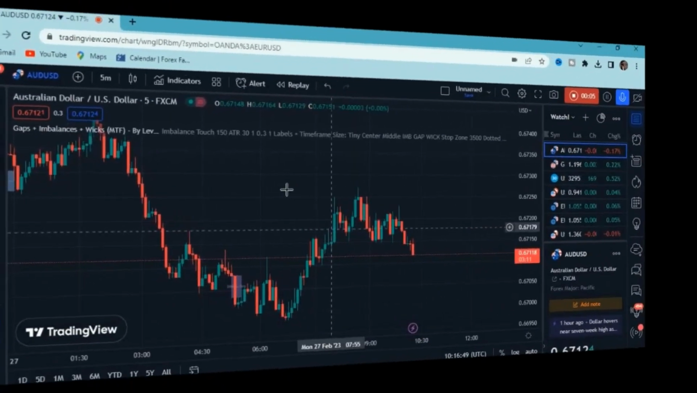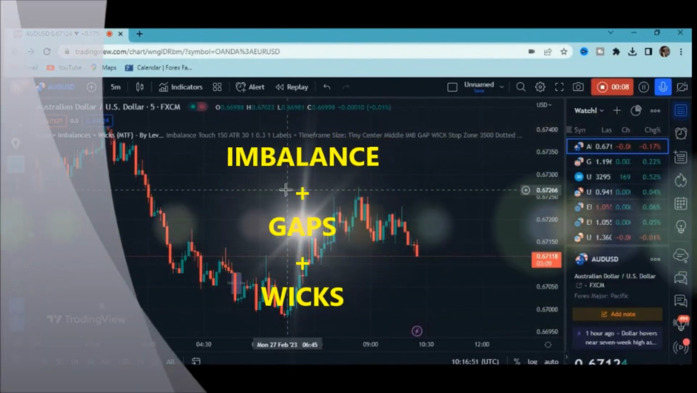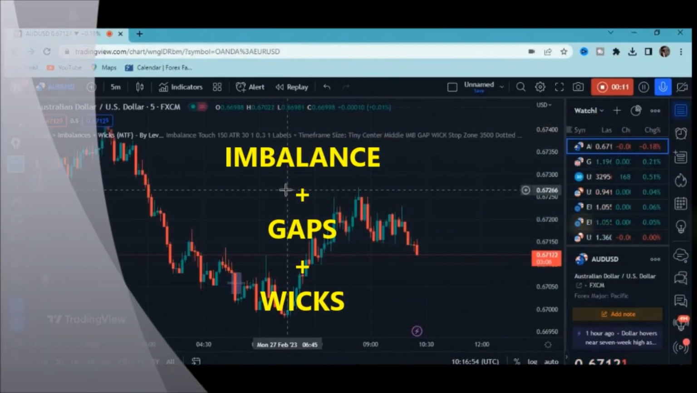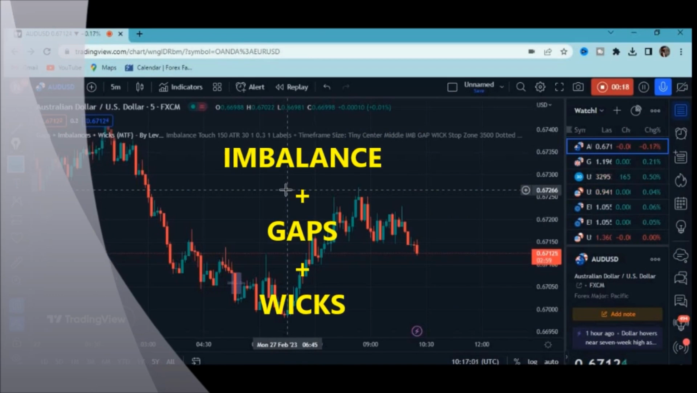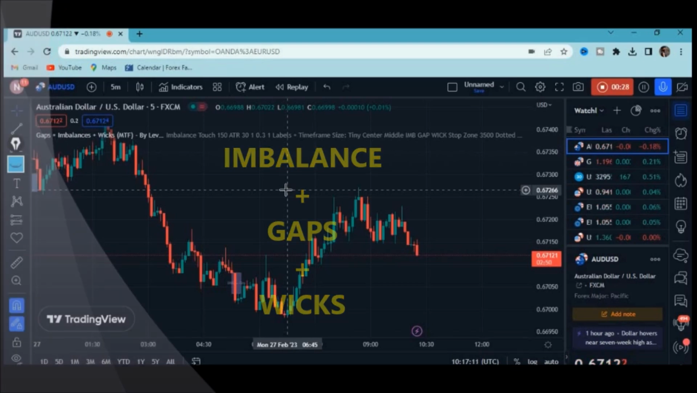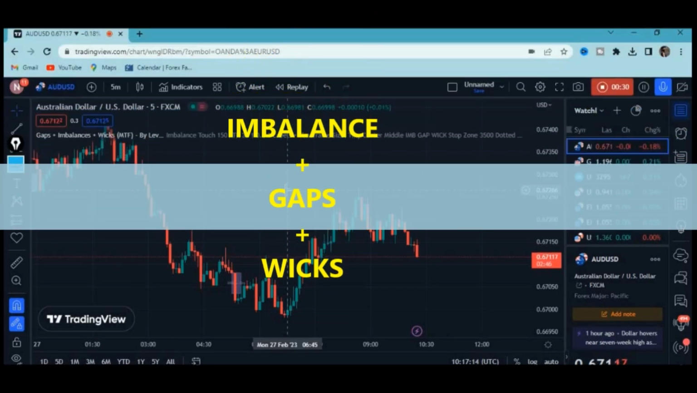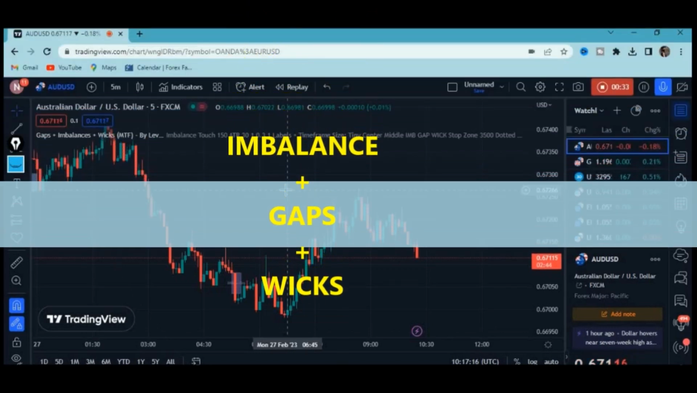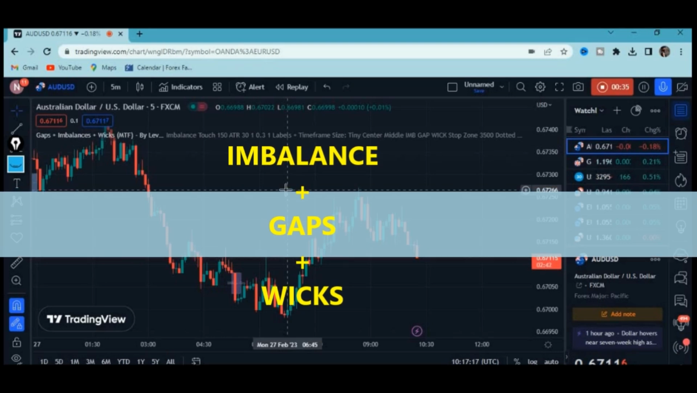Those people who love trading gaps, those people who love trading imbalances, and those people who love trading wicks, you have all this covered for you, simply because we have this indicator that shows you wicks, imbalances, and the gaps in the market. And it's so different because you select what you really want to see and it will appear right on your chart.